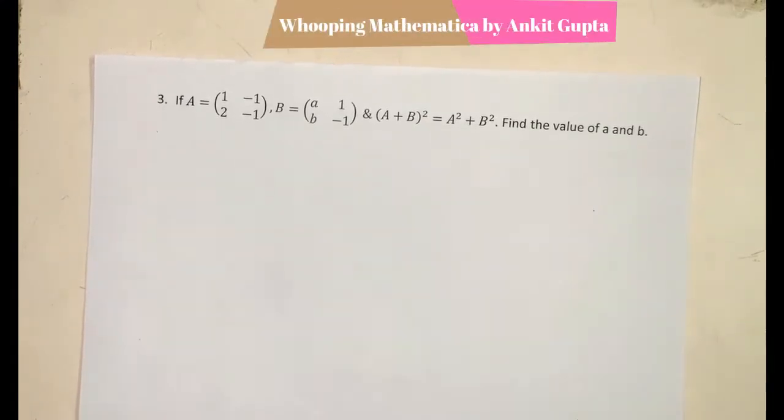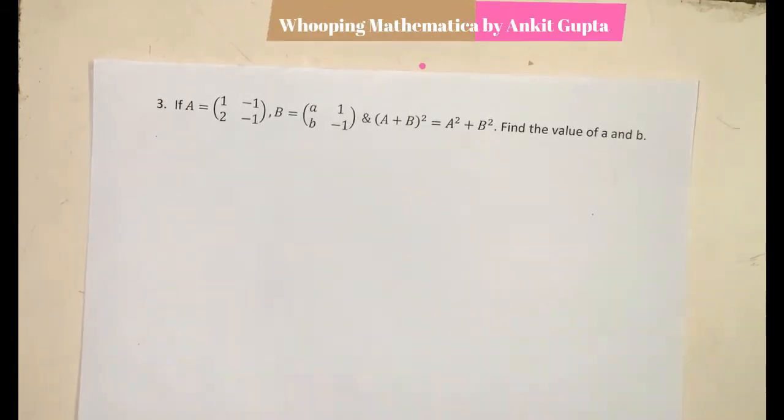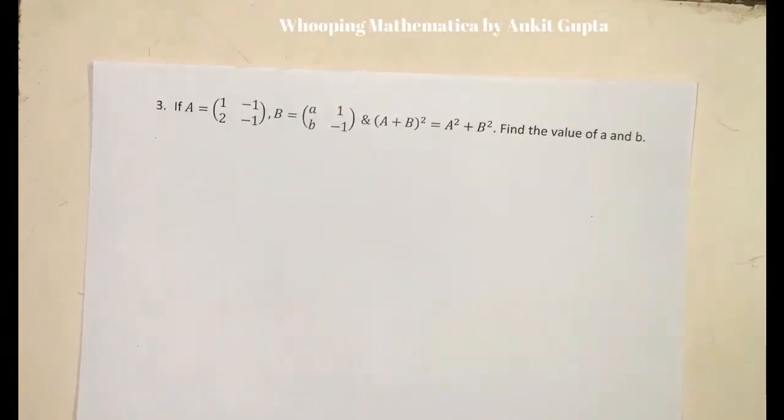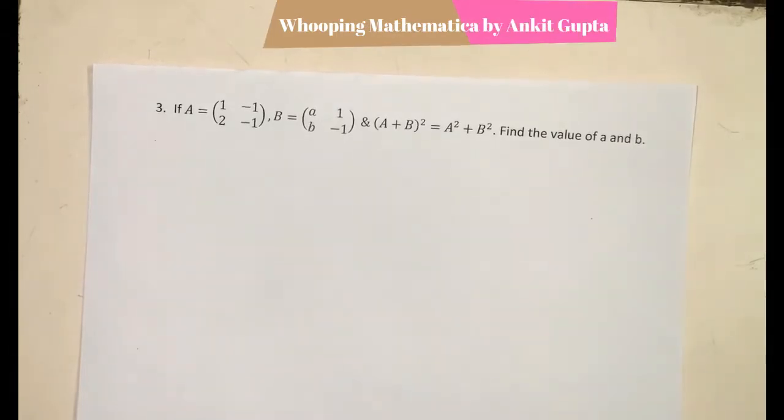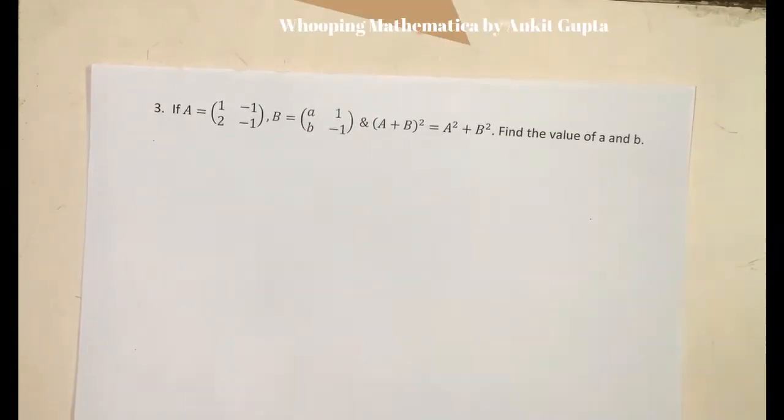This will be the third question that we are going to discuss in today's class. The question says if A and B matrices are these two, we need to find the value of a and b if (A plus B) whole square is the same as A square plus B square. So first thing that we are going to do is find A square here.